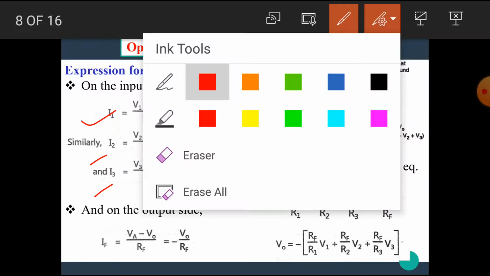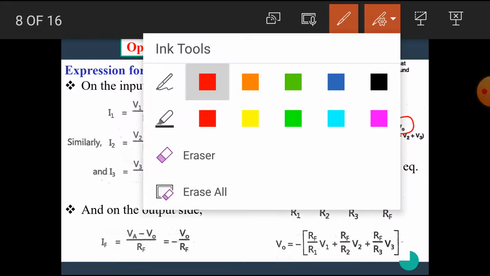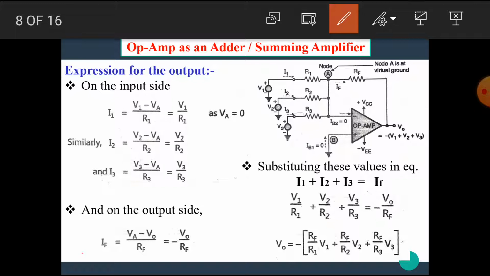And in the output side, that means in this side, there is the resistor RF, and the difference between 2 points is VA and V0. Therefore, the feedback current or the output current IF is equal to VA minus V0 upon RF. That is, here VA equal to 0, hence we write minus V0 upon RF. I hope you all understand how we get these values.